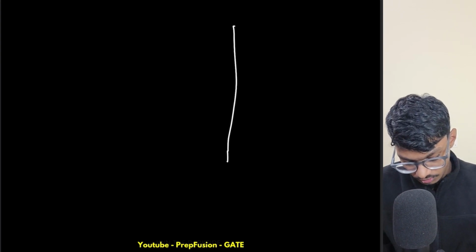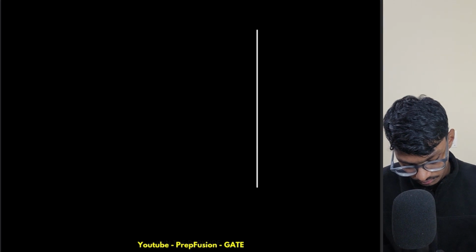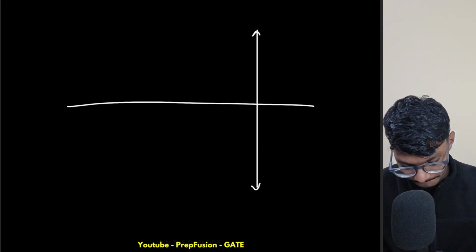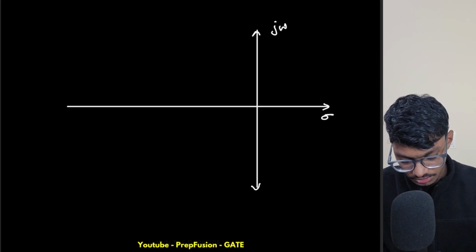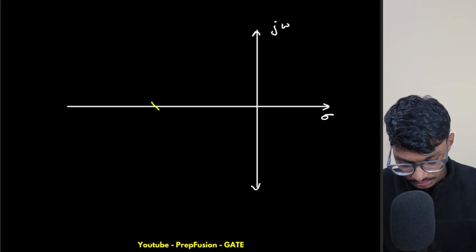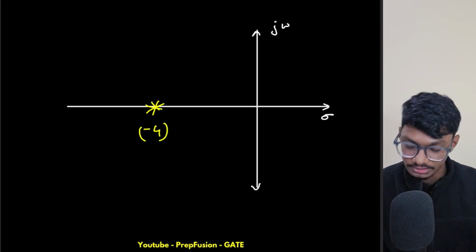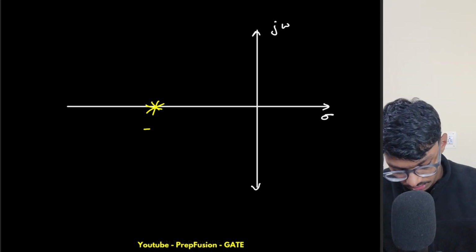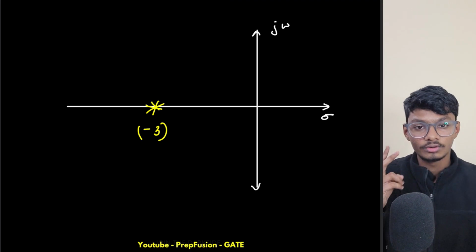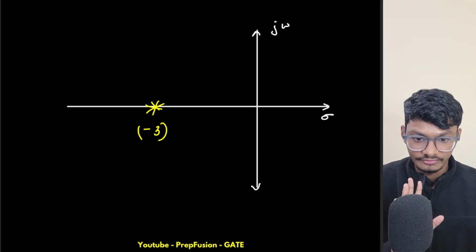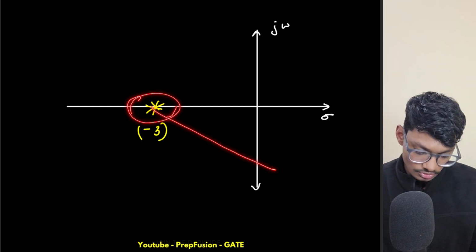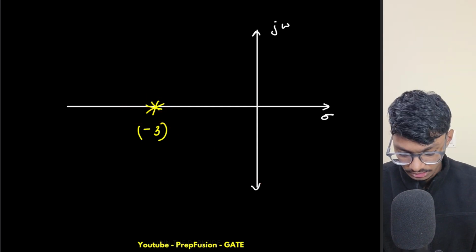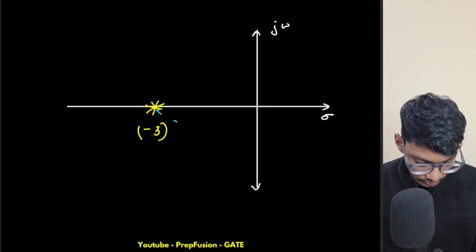So basically, how will my root locus look like? This is sigma, this is j omega, and here I have 4 poles at minus 3, and I have 4 poles. Now what are my angles of asymptote? Angles of asymptote are plus and minus 45. So minus 45 will lie somewhere around here, and this is my centroid itself. So minus 45 from this, minus 45 from this.